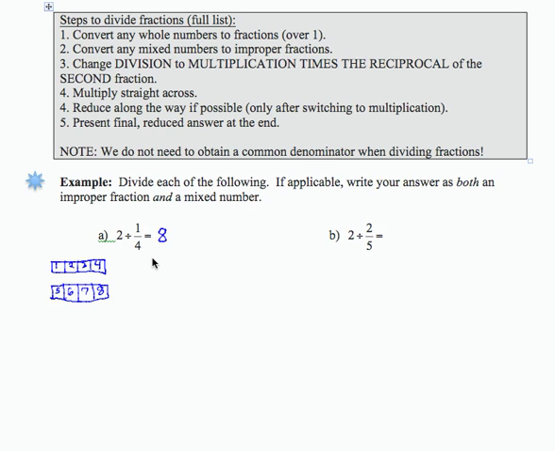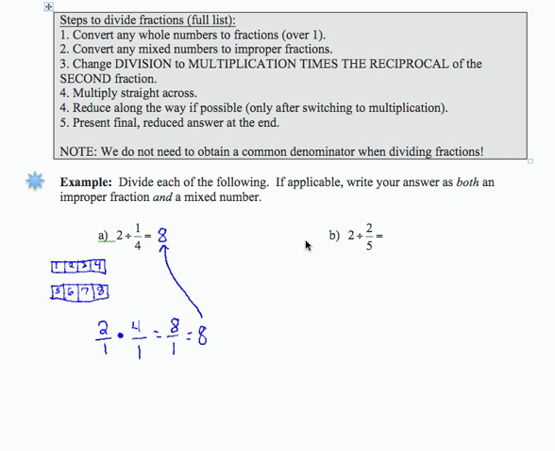Well, let's see how that would work with our mathematical steps. So if I have 2 divided by 1/4, 2 is really 2 over 1. Write that as a fraction. I'm going to change my division to multiplication and use the reciprocal of the second fraction. So when I multiply 2 over 1 times 4 over 1, I get 8 over 1, which is, of course, 8. So those results match. So there's a very specific reason that we use multiplication by the reciprocal when we start with fraction division.